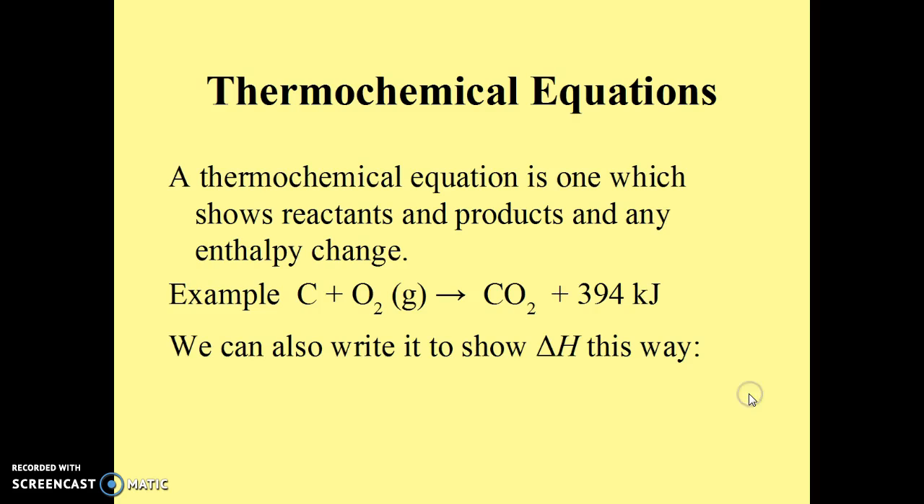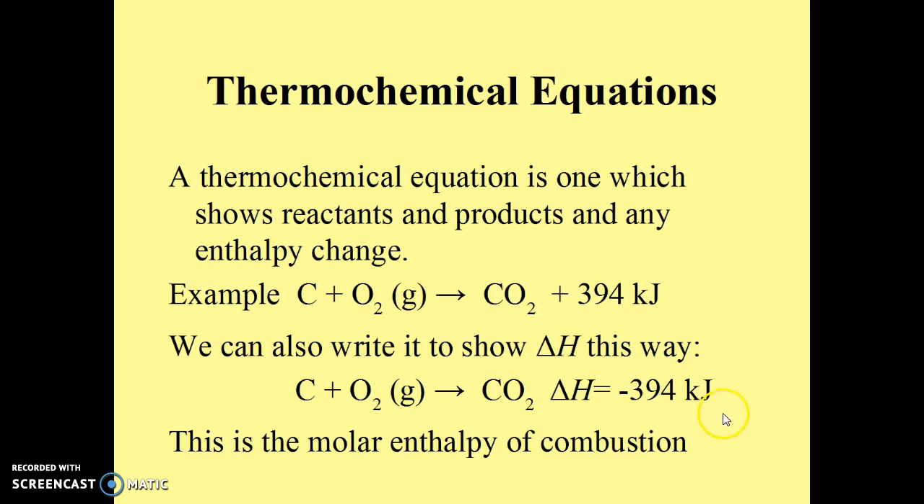The more common way of showing it, delta H, however, is that the chemical equation is written first, and then we show delta H, the change in enthalpy. And in this case, since it's exothermic, delta H is a negative quantity, negative 394 kilojoules. Since this is a combustion, we call this the molar enthalpy of combustion.